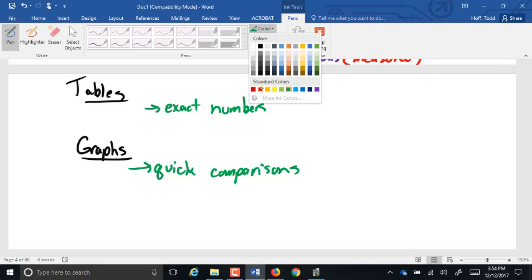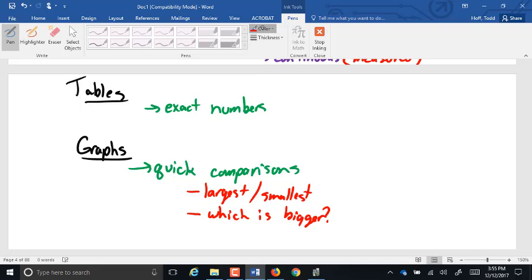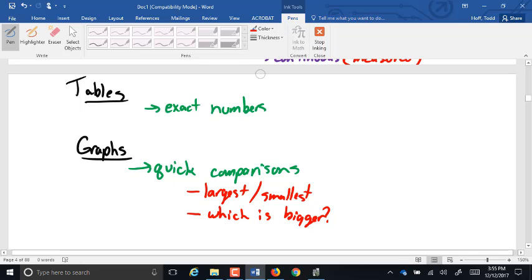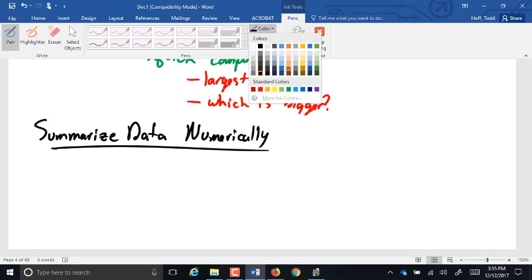By quick comparisons, I mean largest, smallest. Which is bigger? And so on. Well, today we're going to look at summarizing data numerically. And to summarize data numerically, we need to understand something called a data distribution.